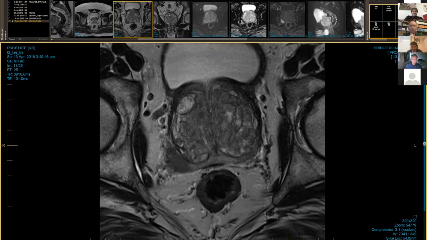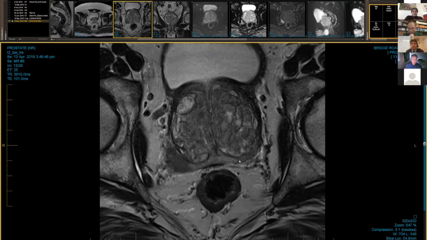Yep, but T2, do you mean, or? Whichever is the biggest, I put it on. Okay. And sometimes the biggest is actually on the DCE. That's not uncommon, on the post-contrast one. So I sometimes use that as the measure.